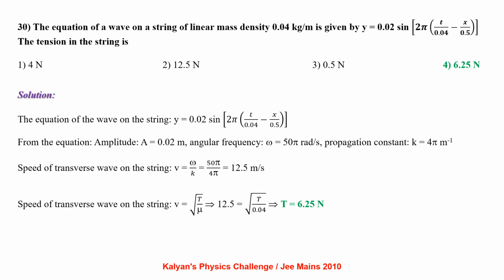From the equation we get amplitude A equal to 0.02 meter, angular frequency omega equal to 50 pi radian per second, and propagation constant k equal to 4 pi meter inverse. Speed of the transverse wave on a string is given by v equal to omega by k, that is 12.5 meter per second. Now the speed of the transverse wave on the string is also given by v equal to root T by mu, that is root T by mu equal to 12.5, from which we get a tension equal to 6.25 Newton.